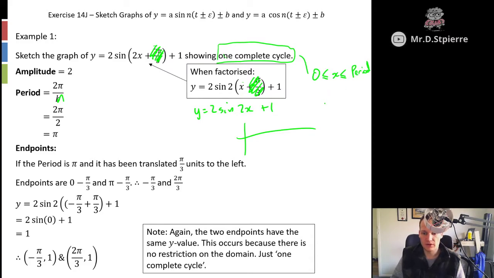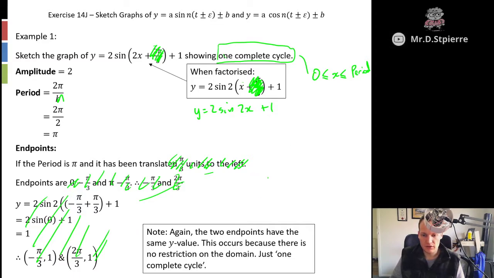Okay, that will give us one cycle. All of this talks about, because we've been translated when rewritten over here, but I've rubbed it out, okay, it's effectively been translated pi on 3 units left, so we can ignore all of that. So we can ignore all of this, okay, and solving those endpoints are incorrect, okay.